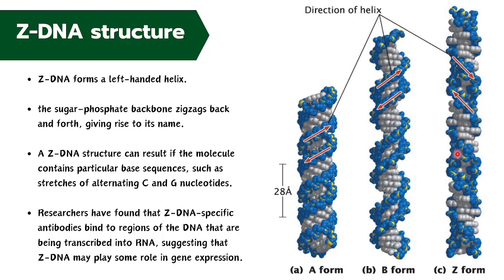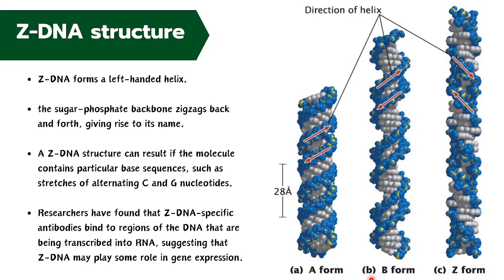Ang iyahang pag-tilt good class kay pawala. And it also has a sugar phosphate backbone that zigzags back and forth, giving rise to its name. And the ZDNA structure can result if the molecule contains particular base sequences such as stretches of alternating cytosine and guanine. And the researchers have found that the ZDNA specific antibodies bind to the regions of the DNA that are being transcribed into RNA, suggesting that the ZDNA may play some role in gene expression.